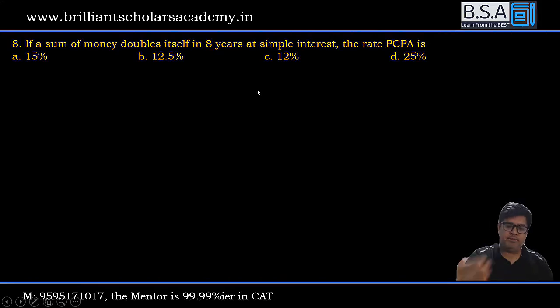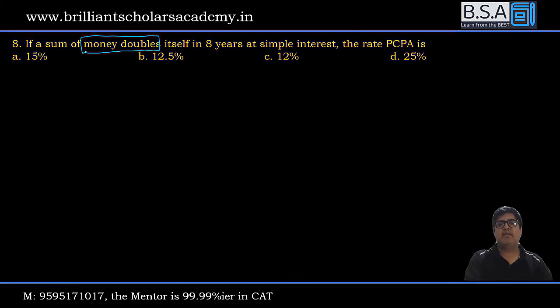And again, I've solved earlier such questions for you. This is the second question, third question we are seeing of this kind. If a sum of money doubles itself in 8 years at simple interest, what is the percentage interest per annum?